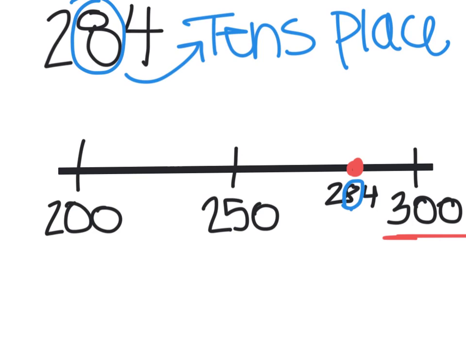Notice when we plot it on the number line, it is closer to 300 than 200, so we will know to round 284 up to 300. Also, because 8 is in the tens place and is greater than 4, we know we can round the number up to the nearest hundreds place.